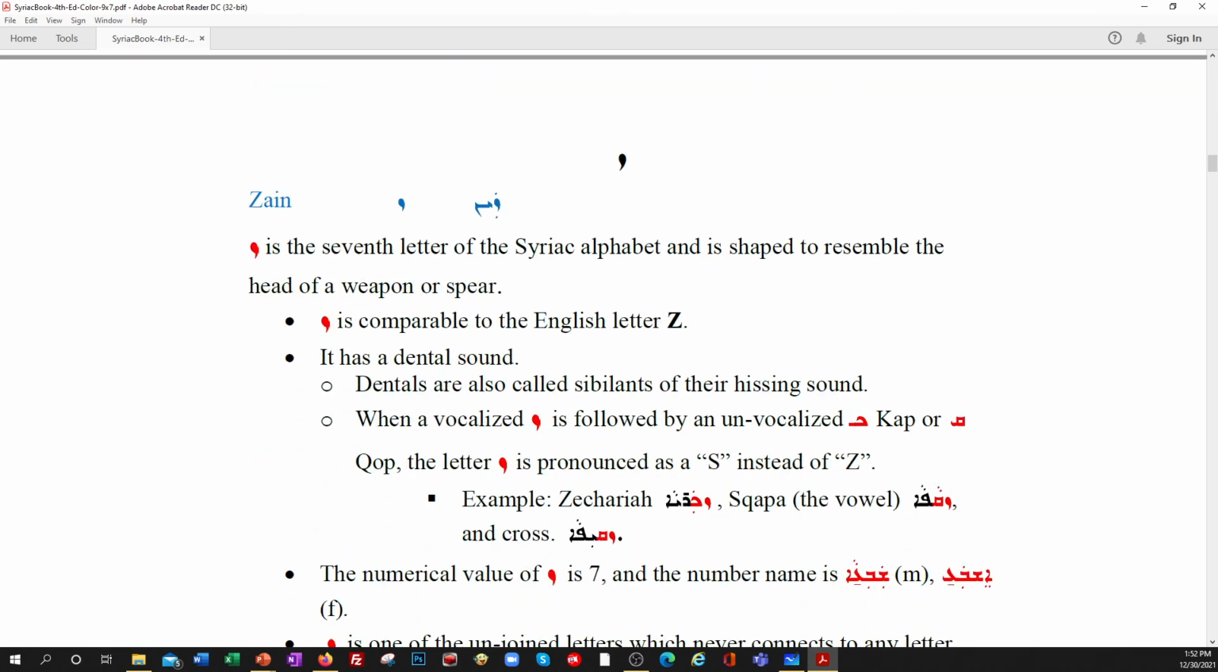The next one, the last letter of this group, is Zain. Zain is a Z in English.